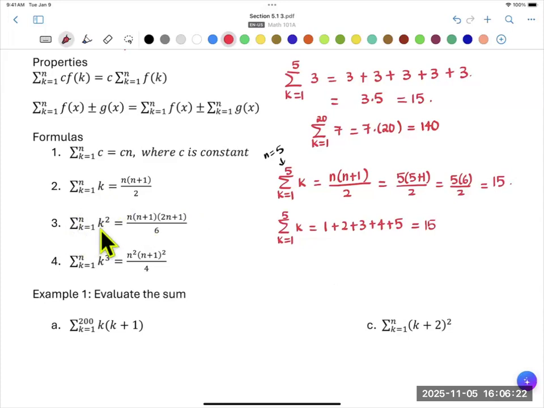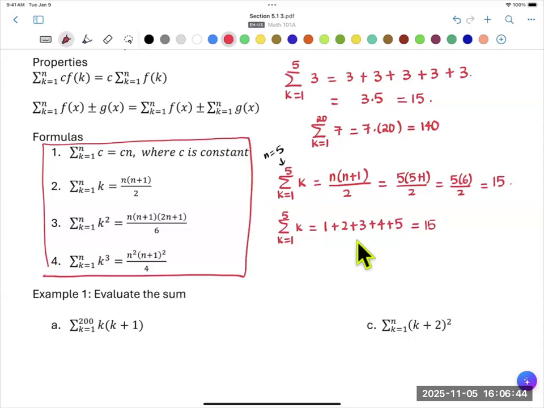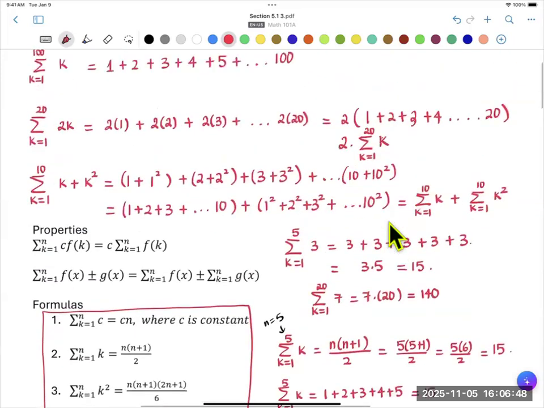And then the summation of k squared is going to be n times n plus 1 times 2n plus 1 over 6. And then the summation of k cubed, you're going to have n squared times n plus 1 squared over 4. Okay, so this is just the formula that you need to follow in order to find the sum without writing out all the numbers and adding them up.